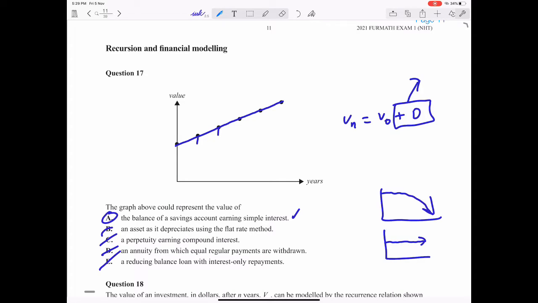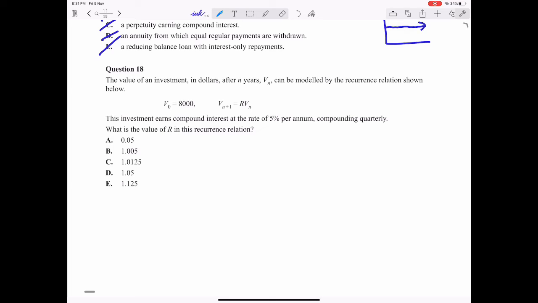So therefore E is incorrect. Question 18, the value of an investment in dollars after n years, Vn, can be modeled by the recurrence relation shown below. This investment earned interest at the rate of 5% per annum, compounding quarterly. What is the value of R in this recurrence relation?